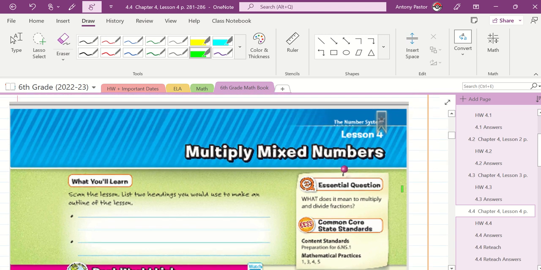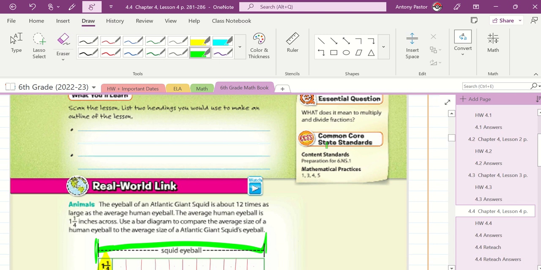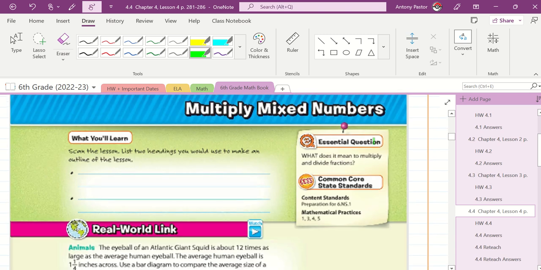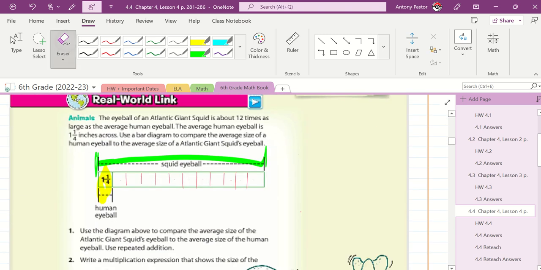This is Chapter 4, Lesson 4, Math with Mr. P. This is 6th grade math today. We're going to be looking at multiplying mixed numbers. So let me go ahead and erase this really quick.